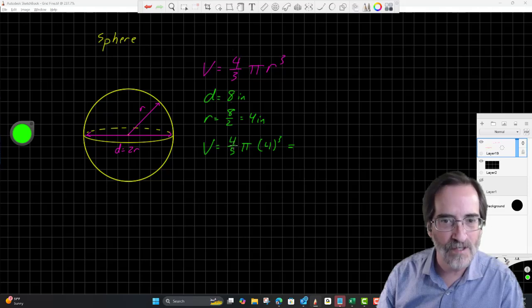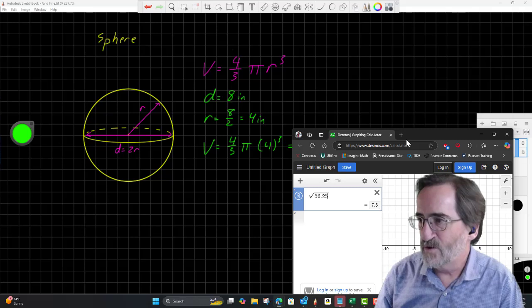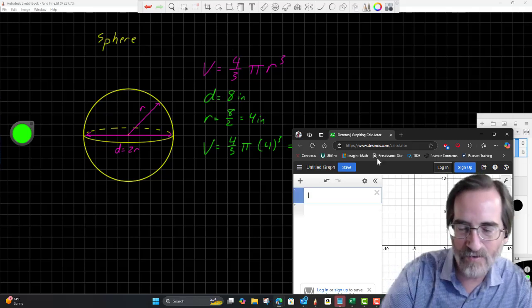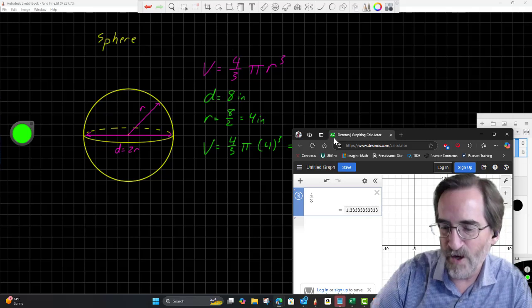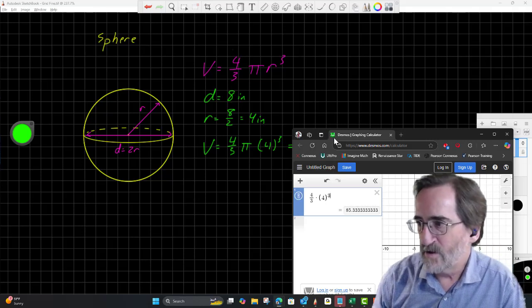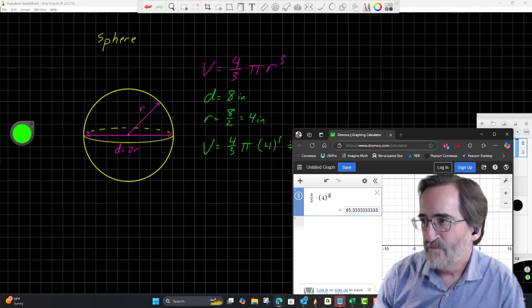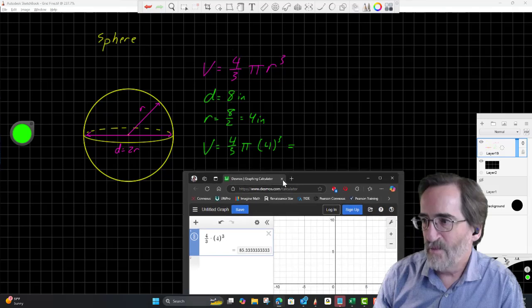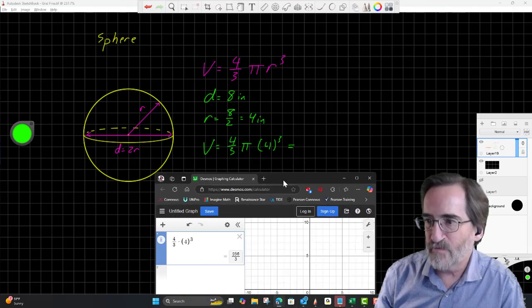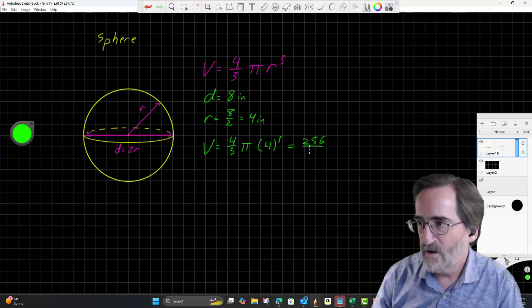Let me pull up Desmos. And to do it in exact form, I'm just going to leave the pi out. 4/3, right arrow to get out from under the fraction, times 4 cubed is 85.3333, or 85 1/3 pi. And by the way, in Desmos, you can hit the fraction button and say 256/3 pi. That would be exact form.